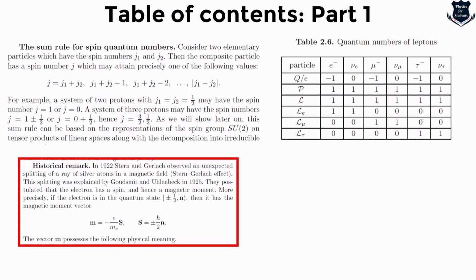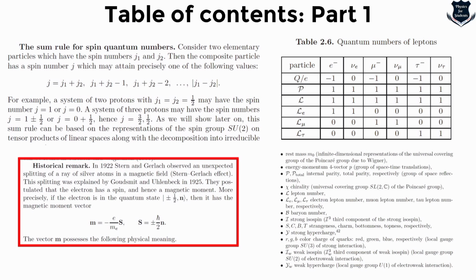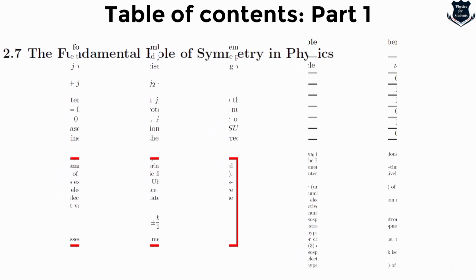Even not that, the quantum numbers of leptons: if you see these particles, the Q, P and L, this has been elegantly described right below what P total means, what L means for electrons and leptons, what B means, the baryon number, and all those things. So this actually shows how beautifully and well arranged this book is, so that you really don't face any problem.